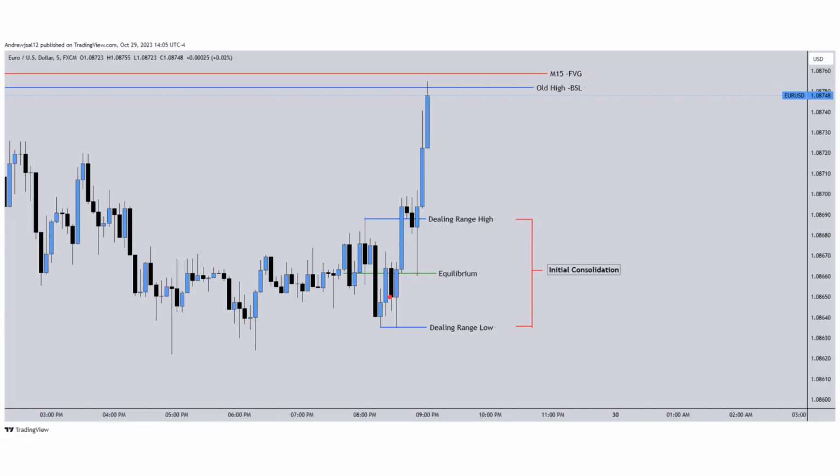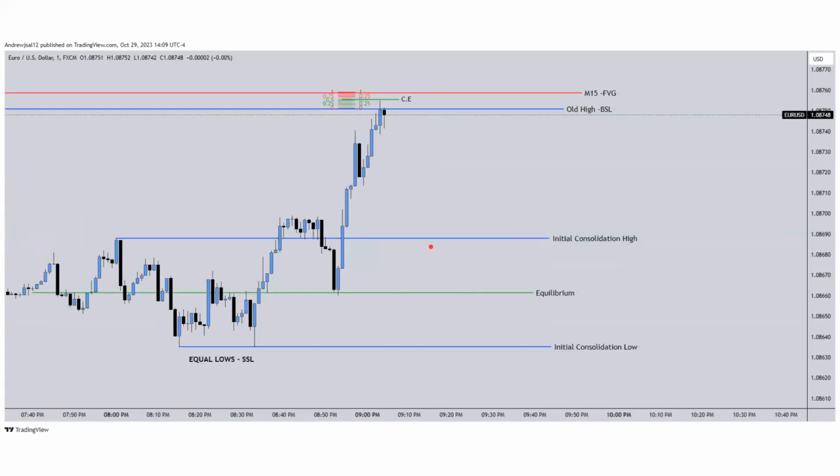We also have an order block right here that we bounce off of that is in confluence and lines up with that equilibrium of this dealing range or initial consolidation, with our draw on liquidity being the 15-minute fair value gap and the old high, that buy side liquidity. Drop down to the 1 minute here. We can see that price stopped at consequent encroachment of the rest of this liquidity area, right?